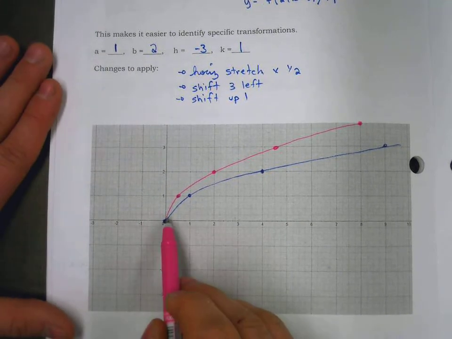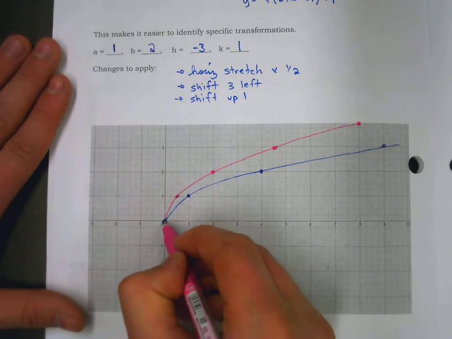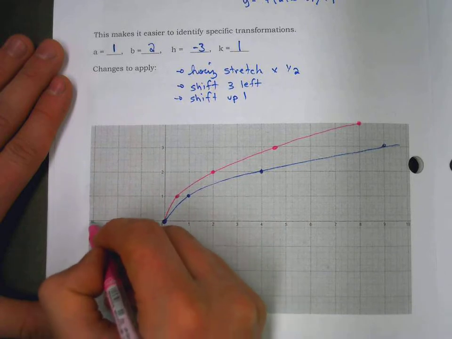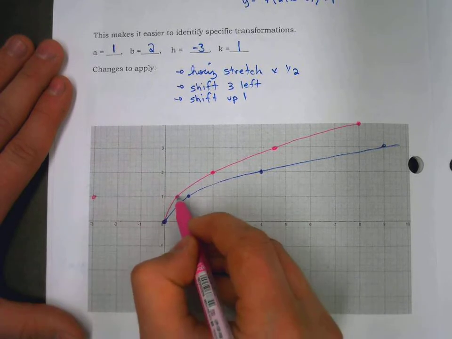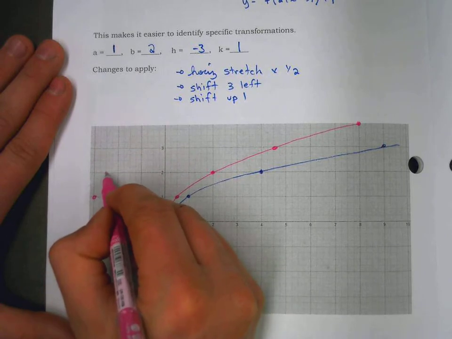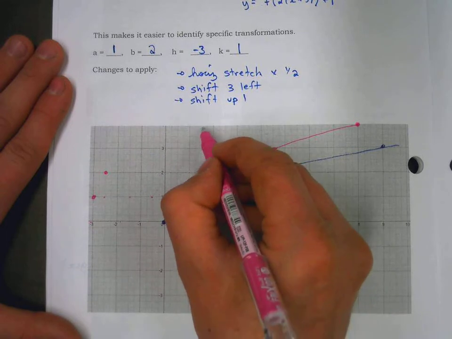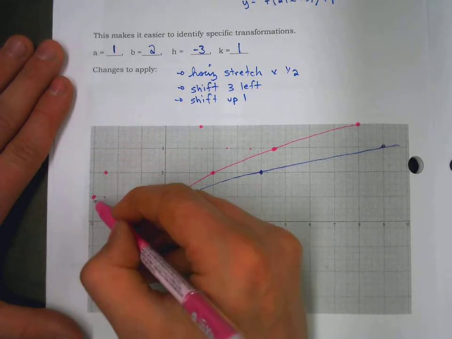Can we shift this left 3 and up 1? Maybe we'll try to do this all at the same time. Left 3, 1, 2, 3, up 1. And I think that's as best as we could fit.